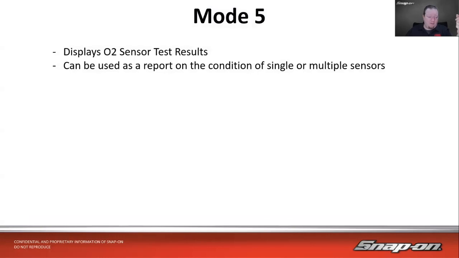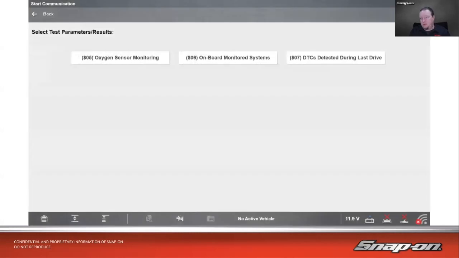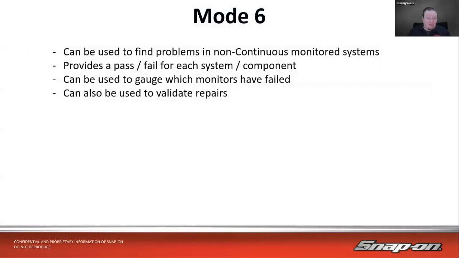Mode 5 is just for oxygen sensor testers, the oxygen sensor readiness monitor test. It's going to display the results of that test. It can be used as a report on the condition of single or multiple sensors, if we have more than one sensor on the vehicle. Like I said, you may or may not see that mode 5 right there. In this case, we do, but I can't show you results because my car doesn't have it.